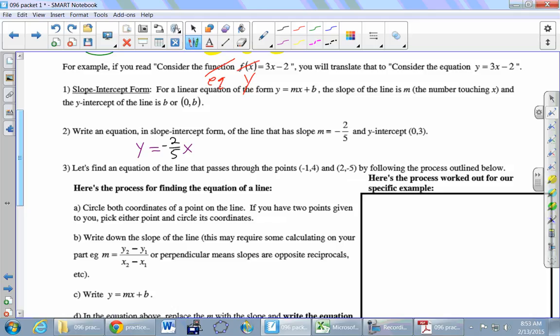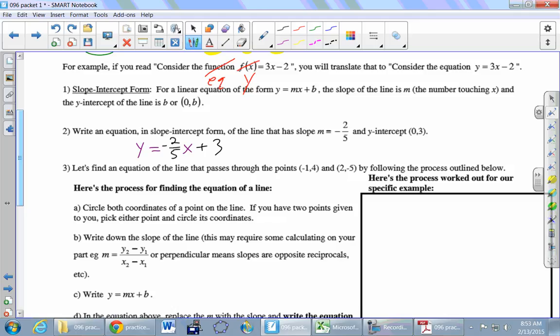The b in the mx plus b represents the y-intercept, which is just the number 3. Plus 3, and we're done. That is the equation of the line that has a slope negative 2/5 and has a y-intercept of 0, 3. Questions on that? Okay, so that version of using the mx plus b is pretty straightforward. It's the easiest kind of problem you might get.